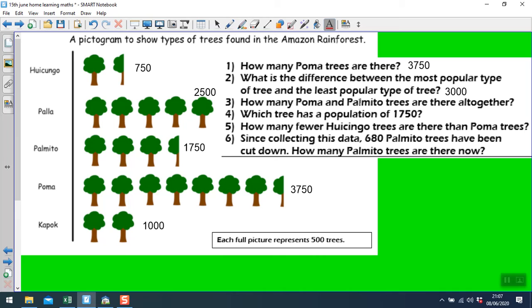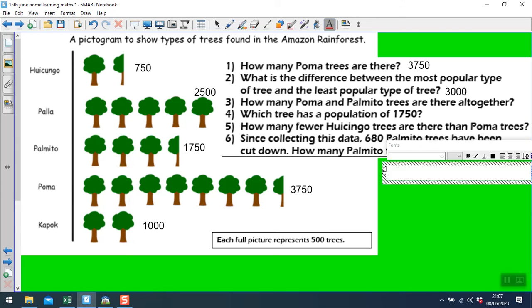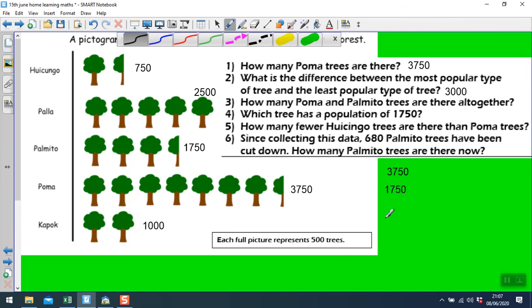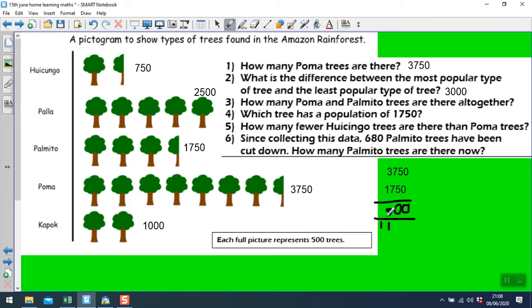How many poma and palmito trees are there altogether? So poma 3,750, palmito 1,750. And I'm going to do an addition calculation to work this out. So 0 add 0 is 0, 5 add 5 is 10, 7 add 7 is 14, plus 1 is 15, and 3 add 1 equals 5. So there's 5,500 altogether.